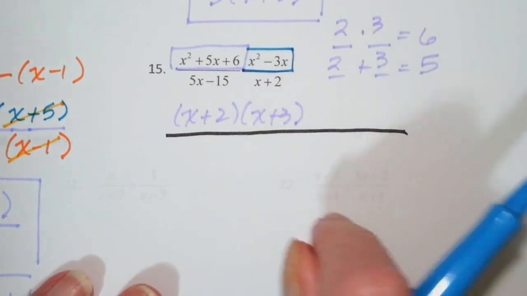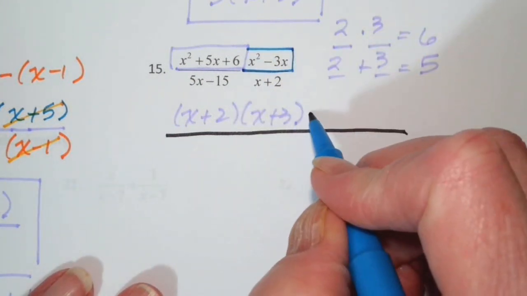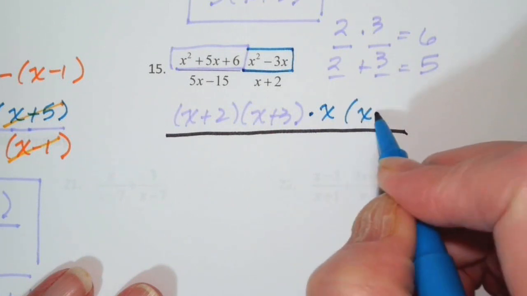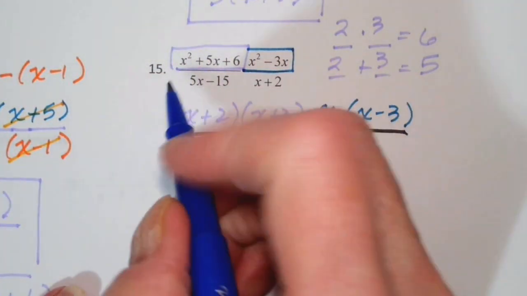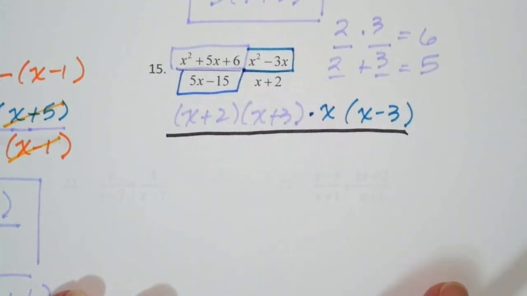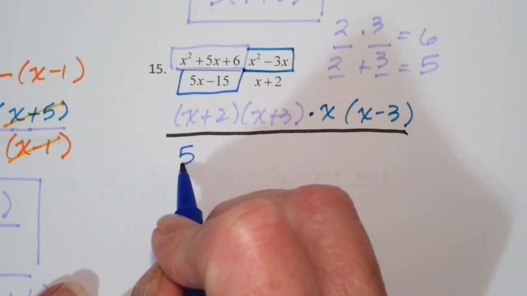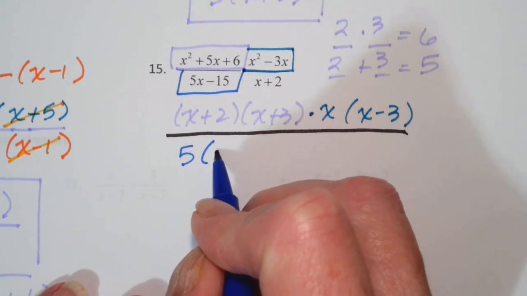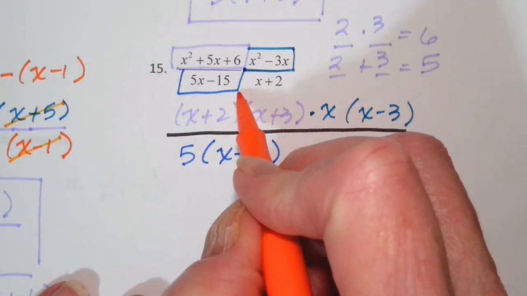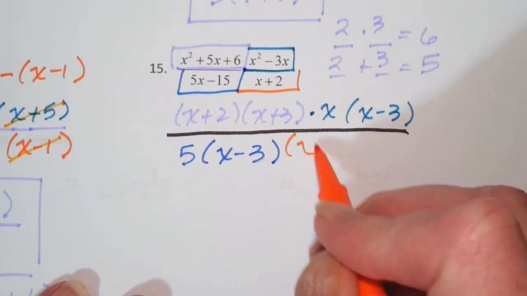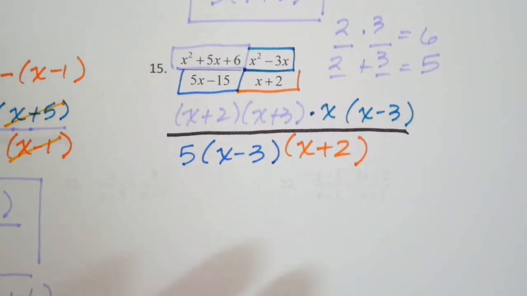X squared minus 3x is a binomial. It has a greatest common factor of x, and I'm left with x minus 3. Five x minus 15 is a binomial. It has a common factor of 5. And when I divide that out, I'm left with x minus 3. And x plus 2 is a prime factor, so I don't have to do anything with it.